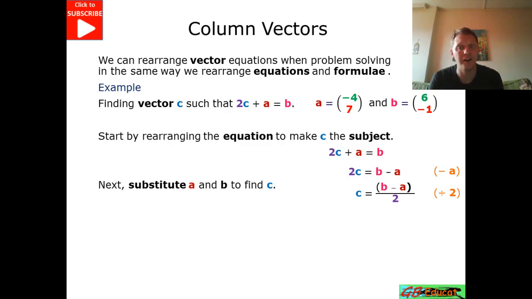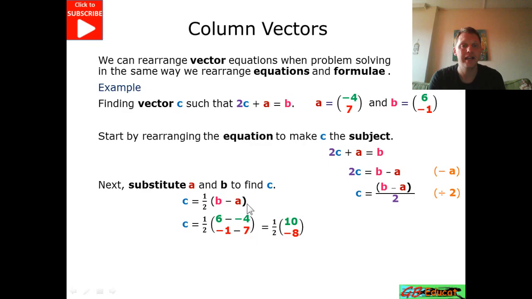Now, if I substitute in my values, here I've got my values for my vector b, so 6 minus my negative 4, the top number of my vector a, and I've got minus 1, the bottom number of my vector b, subtract 7, which is the bottom number of my vector a. So that's going to equal a half times (10, -8), which of course is going to halve both of these, which is going to leave (5, -4) as my vector.